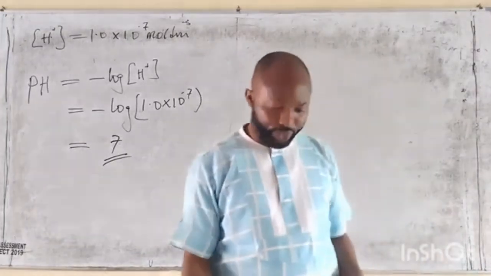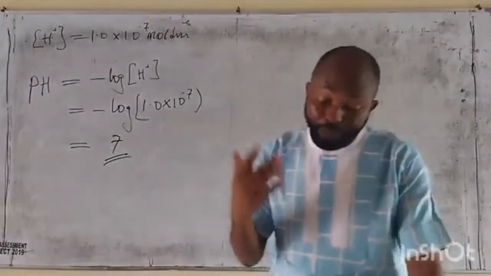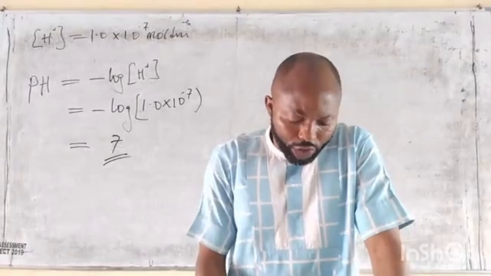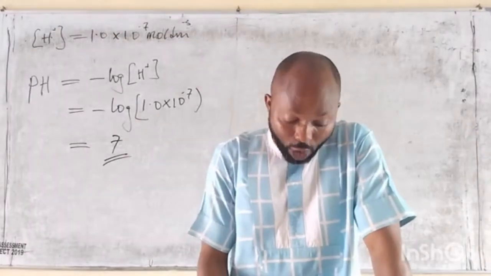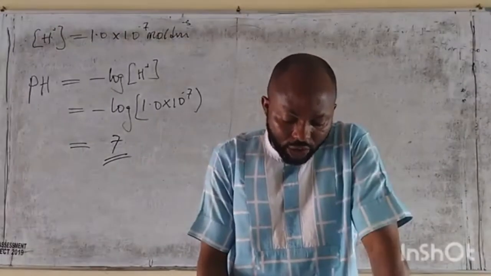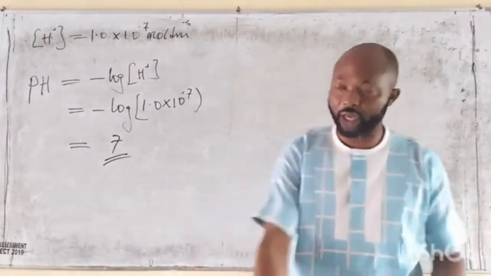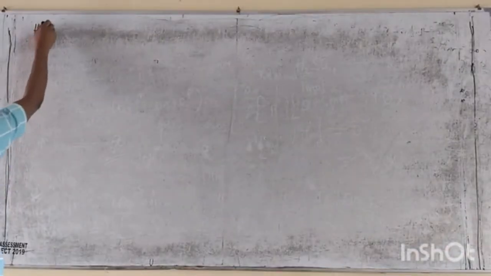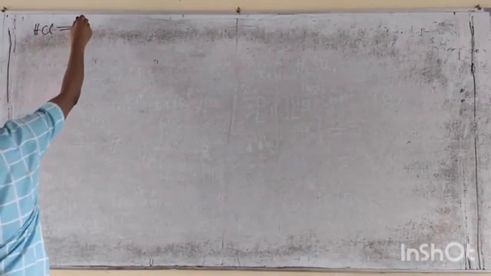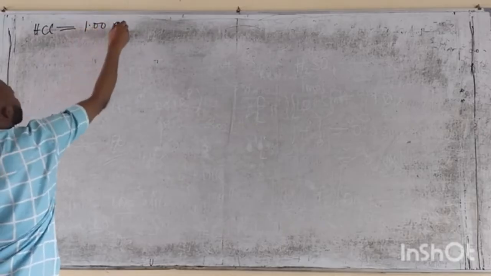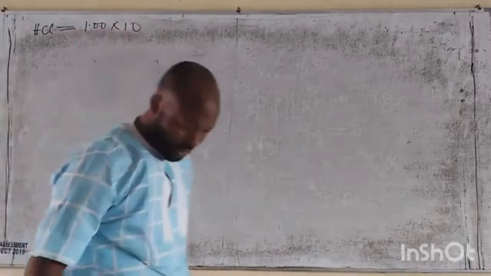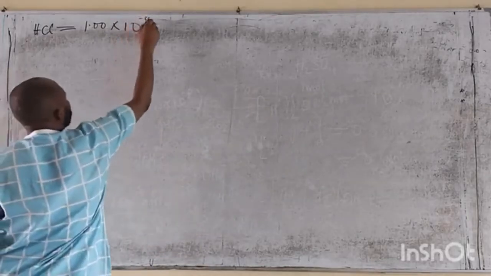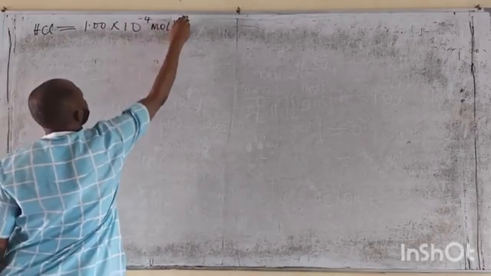Let's take question number 2. Calculate the pH of a solution containing 1.00 times 10 raised to the power minus 4 mole per dm cube of HCl. So they've given us HCl with a concentration of 1.00 times 10 raised to the power minus 4 mole per dm cube.